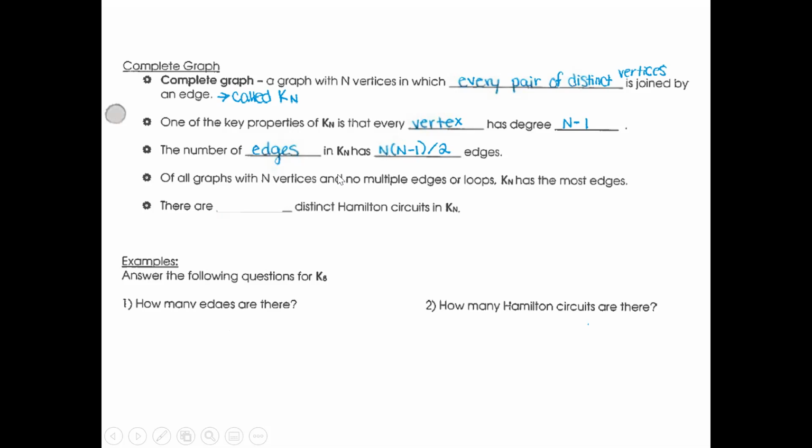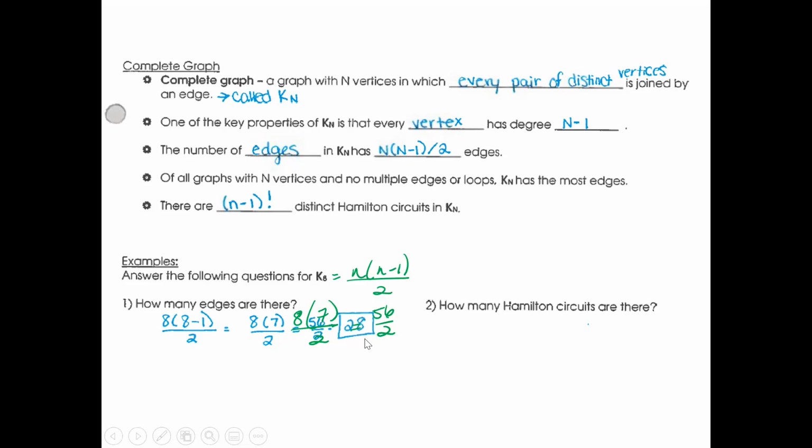Of all the graphs with n vertices and no multiple edges or loops, K sub n has the most edges, and there are (n minus 1) factorial distinct Hamilton circuits in K sub n. So for example, what is the answer for K sub 8? Well, remember your formula for edges is n times (n minus 1) divided by 2. So in this case, it'll be 8 times 7 over 2, which is 56 divided by 2, which is going to be 28.